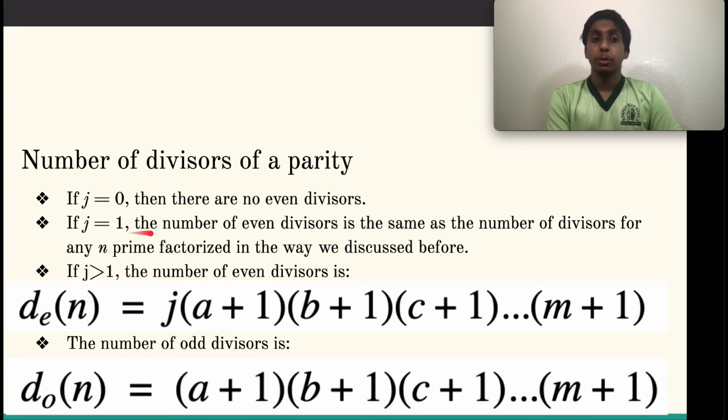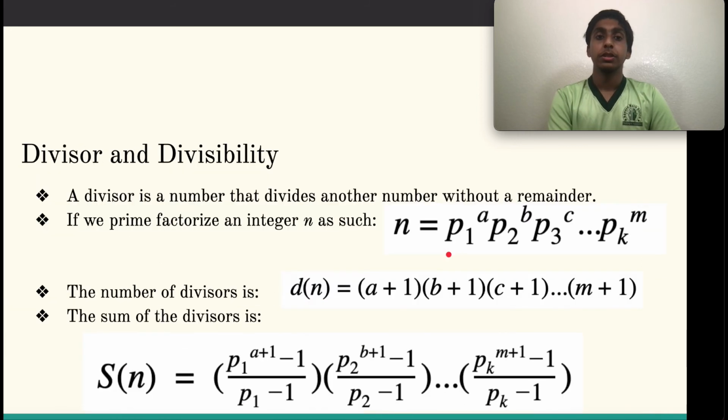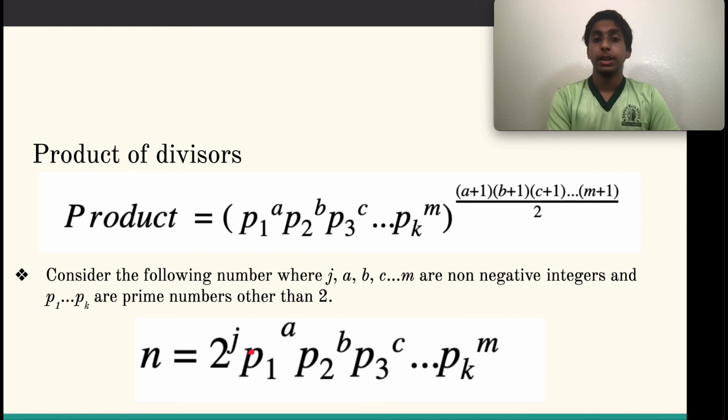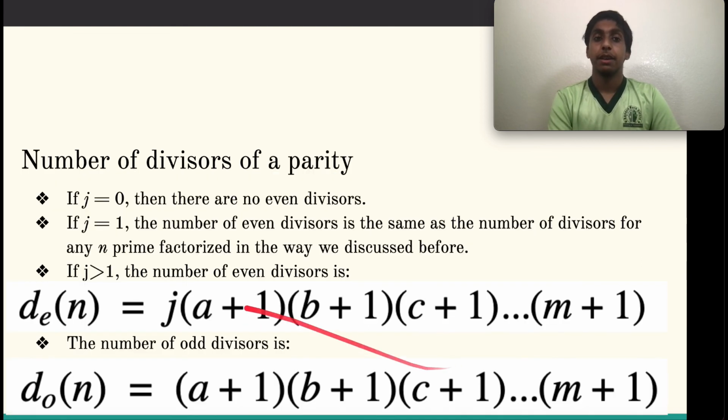If j is equal to 1, so it's 2 to the power 1, the number of even divisors is the same as the number of divisors for any n prime factorized in the way we discussed before. So what this means is if I use this formula on my 2 to the j and so on, then that's going to be how many even divisors I have if j is equal to 1. If j is greater than 1, then the number of even divisors is j into a plus 1, into b plus 1, into c plus 1, all the way until n plus 1.